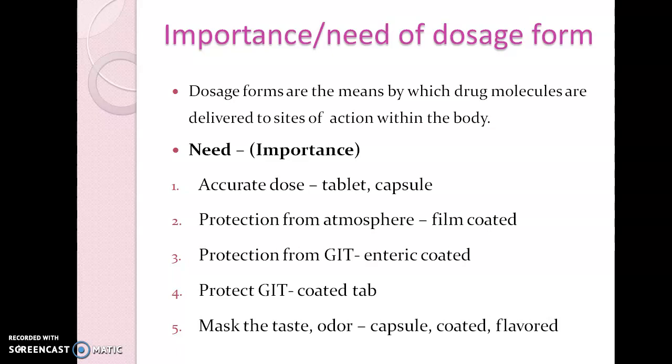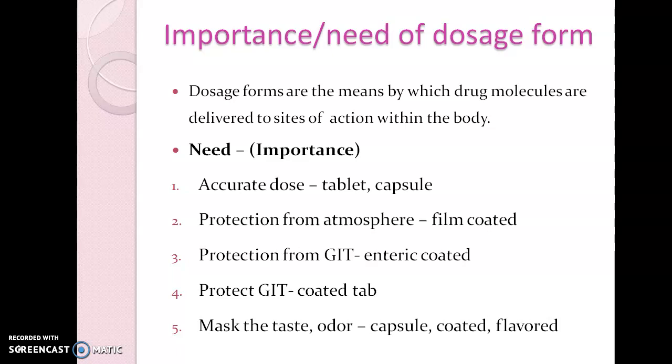And that's why the need or importance of dosage forms is, first and foremost, to get an accurate unit dose, like tablets. Then to protect the drug from atmospheric conditions, like degradation due to moisture and light or environmental conditions, so we go for coated formulations. Protect the drug from the GIT, due to the acidic environment, different enzymes, and pH conditions; the drug gets degraded in our stomach, and thus we need coating of the formulations.